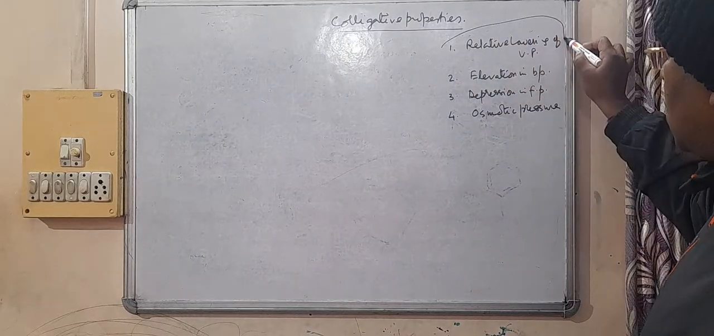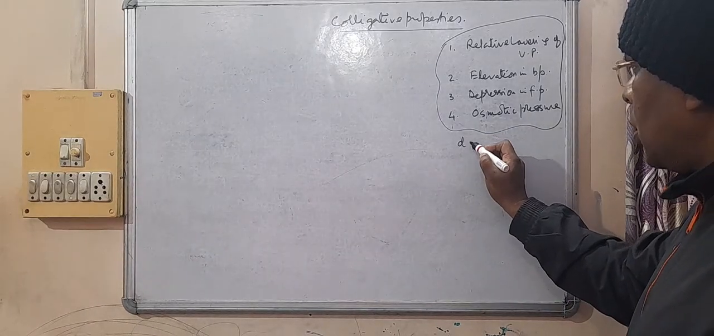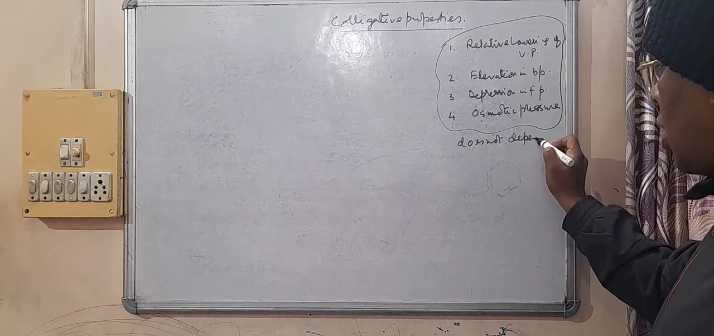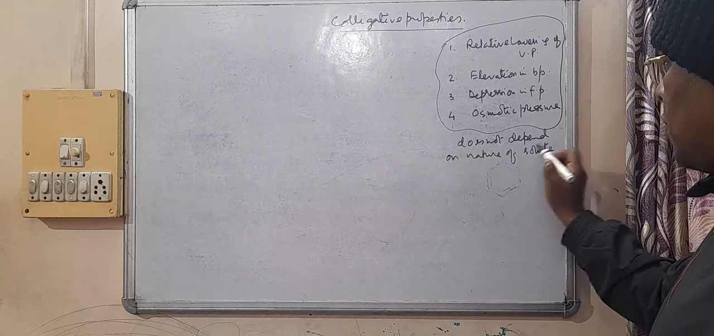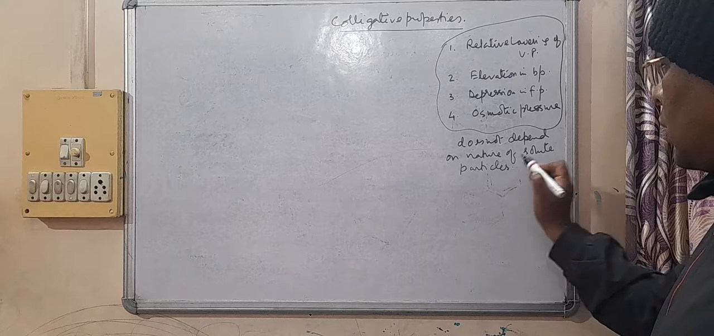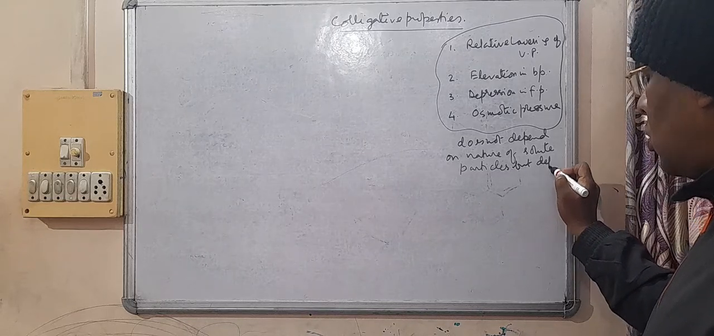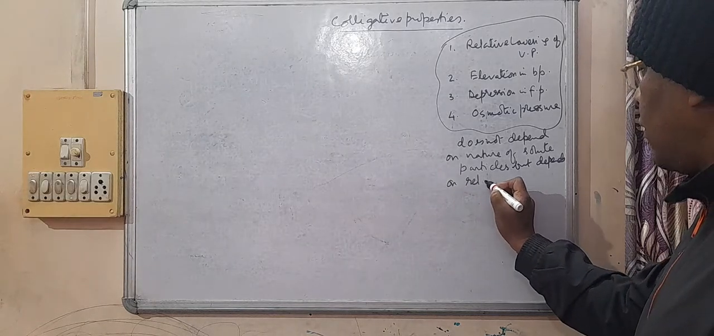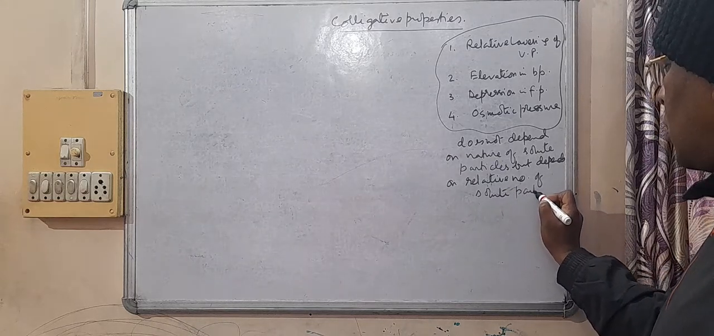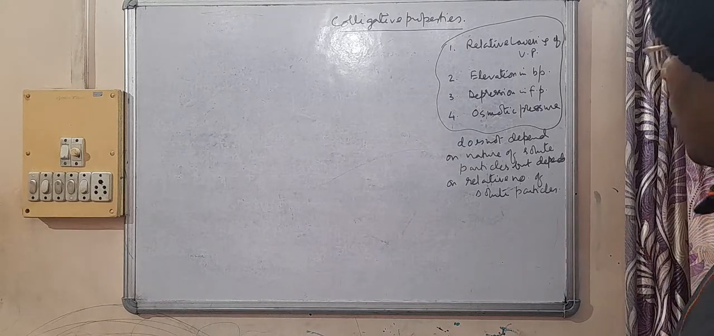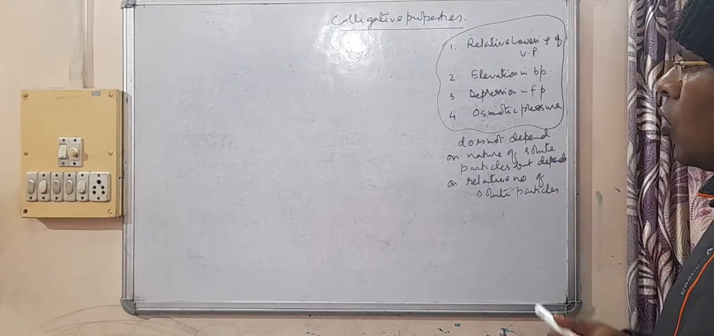These properties, basically for dilute solution, do not depend on the nature of solute particles, but depend on the relative number of solute particles. So properties of dilute solution which do not depend on the nature of solute particles but depend on the relative number of solute particles are called colligative properties.